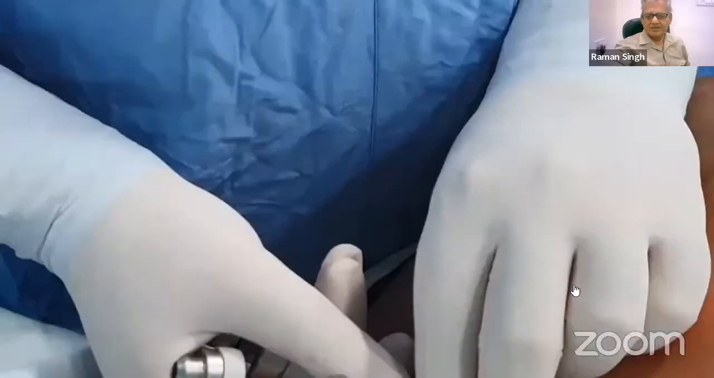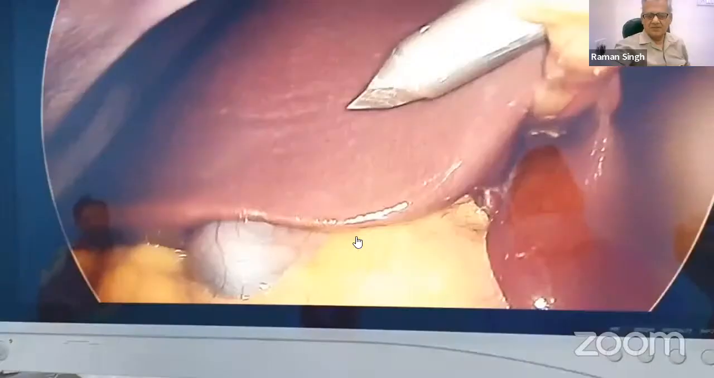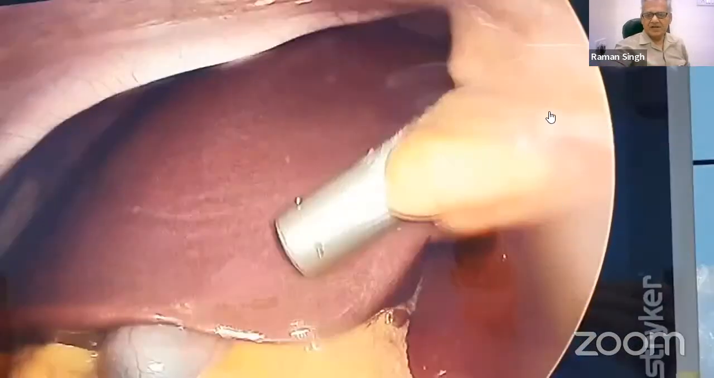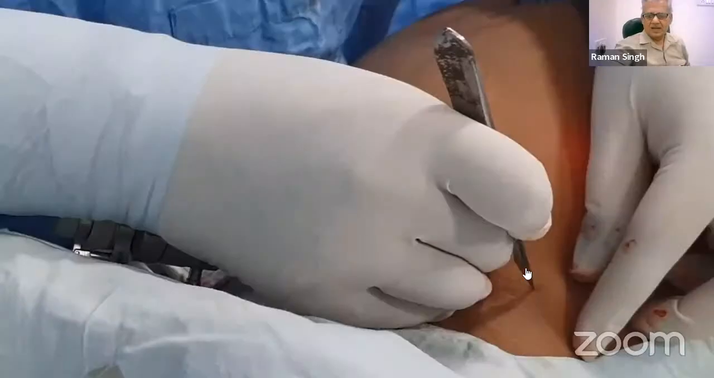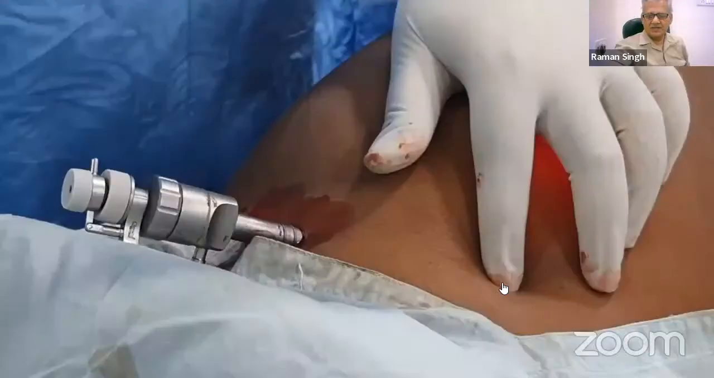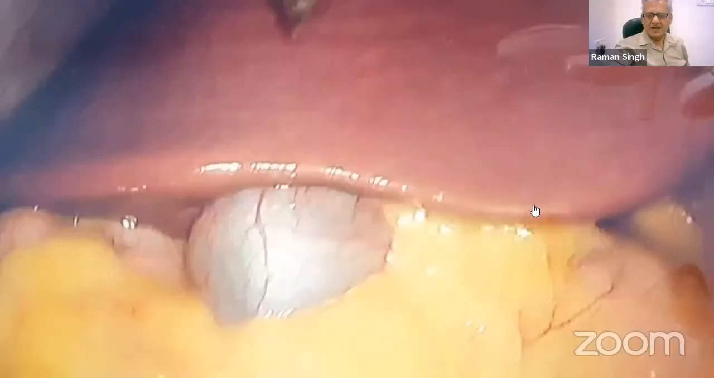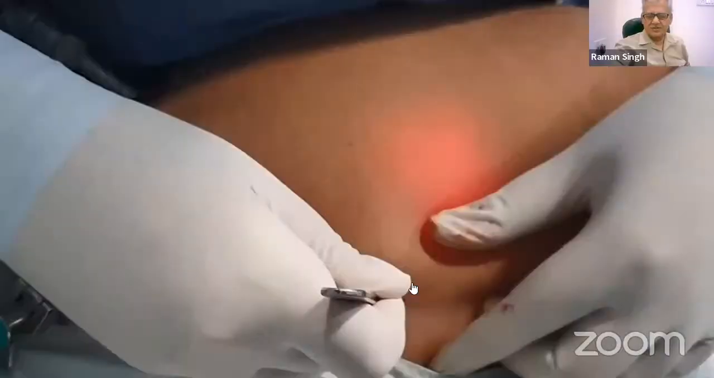After putting the camera port, now the first working port is introduced in the epigastric region. Just see, this is the falciform ligament. And the third instrument, a working instrument, is introduced in the mid-axillary line. Usually in the mid-axillary line, we insert the second working trocar.